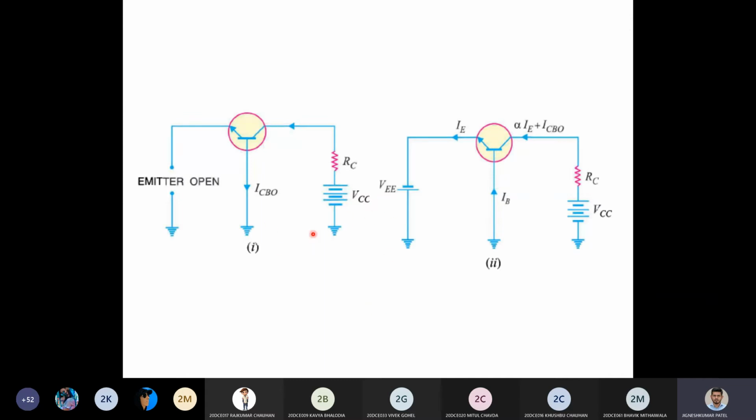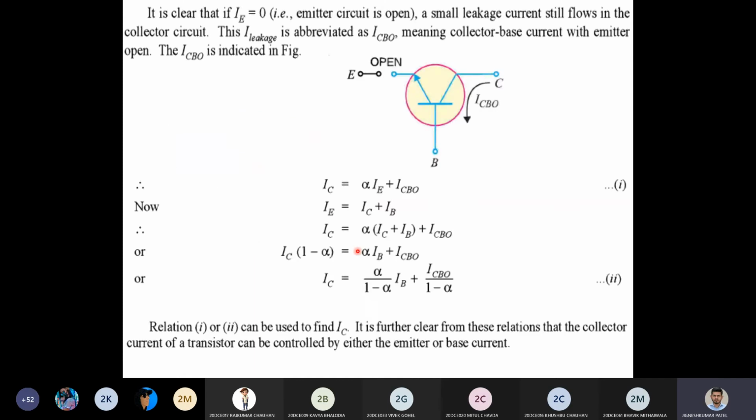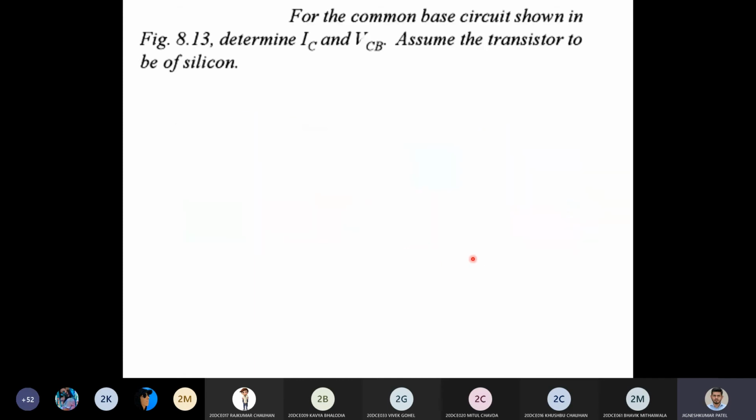So this is the scenario. Now I have connected VE to make this forward bias. At that time there are three currents: one is IE, second is IB, and third is IC. But IC is actually alpha IE plus ICBO, along with a leakage. Now, based on this, we are going to calculate an example.